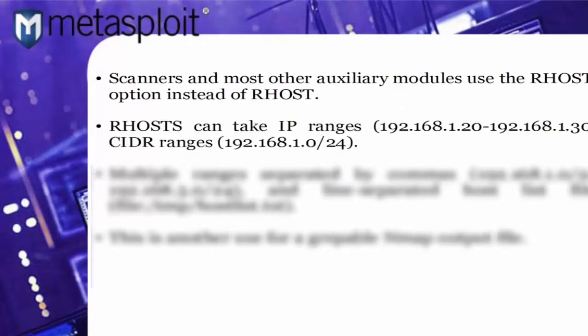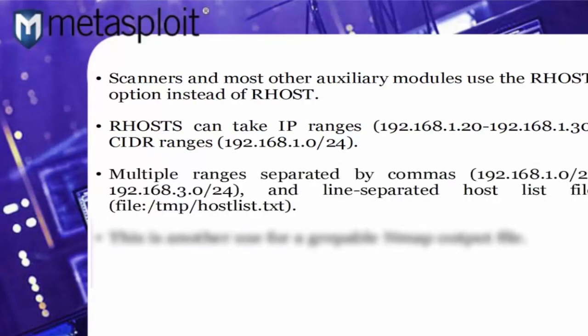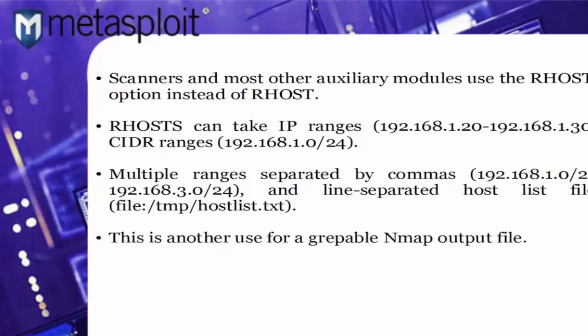RHOSTS can take IP ranges like 192.168.1.20 to 192.168.1.30, CIDR ranges, that is 192.168.1.0/24, multiple ranges separated by commas like 192.168.1.0/24, 192.168.3.0/24, and line separated host list files, that is file:/tmp/hostlist.txt. This is another use for the grepable Nmap output file.